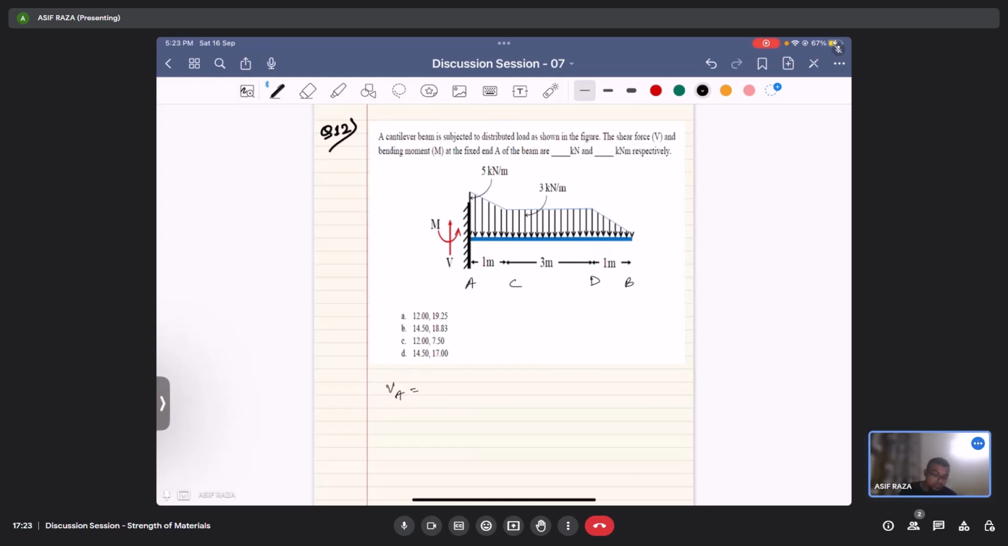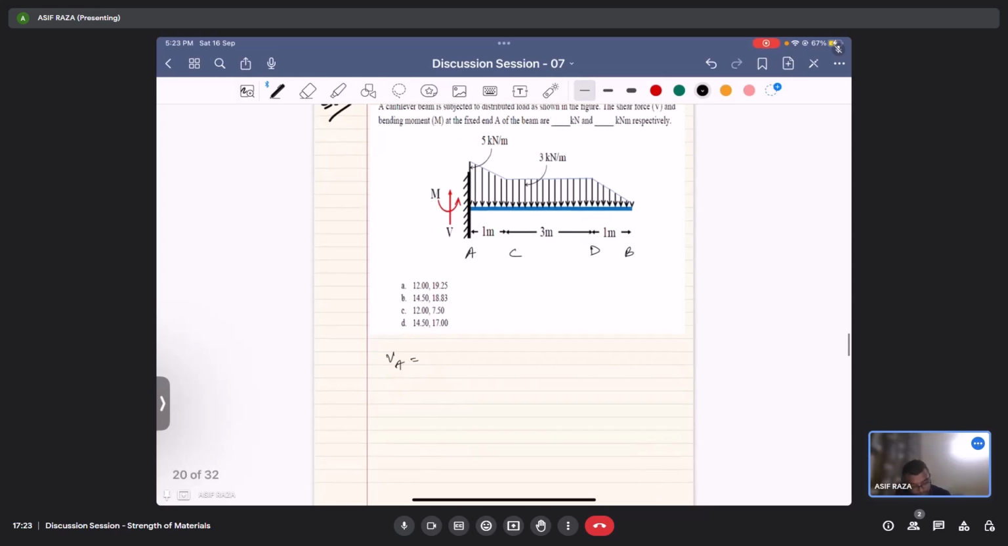So the contribution of shear force from the dB part would be 1 by 2 into the weight, the maximum is 3, and the span is 1. Okay, so this is from the dB section. Now from the CD section, it's a UDL, so it would be 3 into 3.